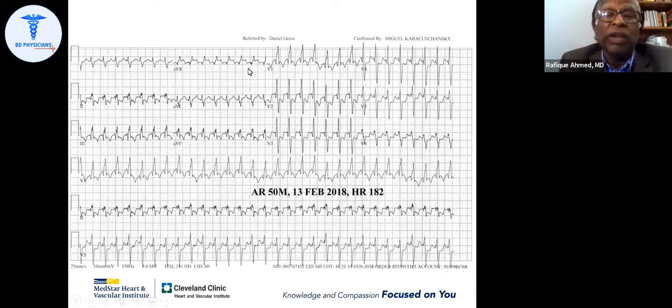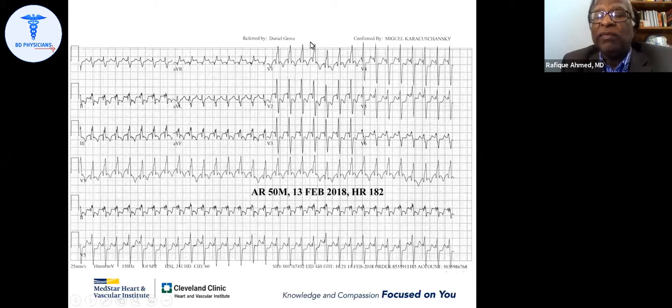The QRS duration actually is not narrow. If you look here, in lead 1, it's at least 3 boxes. So it is 120 milliseconds. Actually, this is a wide QRS tachycardia. And what kind of wide QRS? What do you think of lead V1? RSR pattern in lead V1.